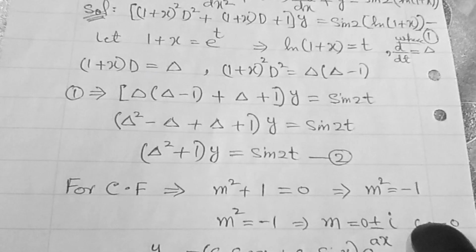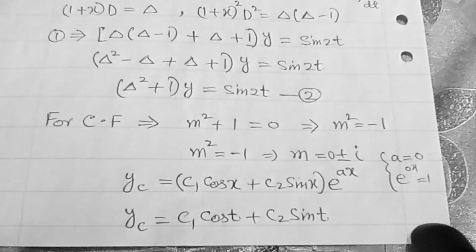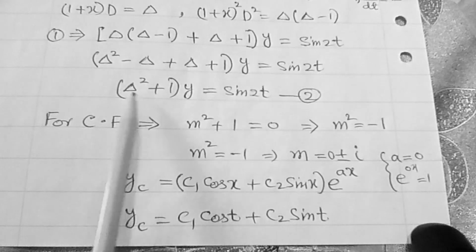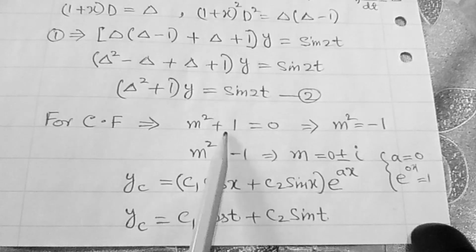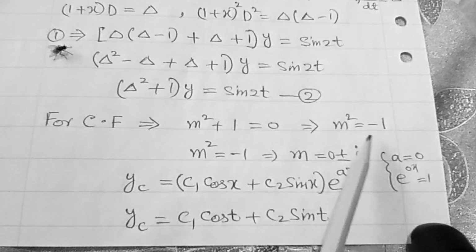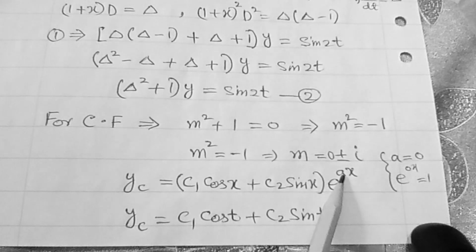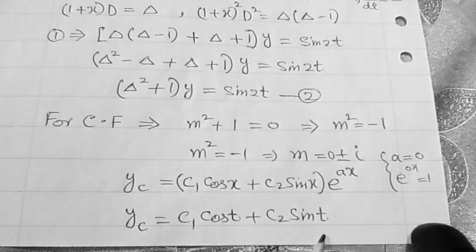Now we will find the solution of this differential equation by the ordinary method. First we will find the complementary function by taking the auxiliary equation from this equation, δ² + 1. The auxiliary equation becomes m² + 1 = 0. So m² is equal to −1, and m is equal to 0 ± i. This is a complex number, so the complementary solution becomes yc = e^(ax)(c1 cos x + c2 sin x). A is 0 here, so yc = c1 cos t + c2 sin t, because y is a function of t.